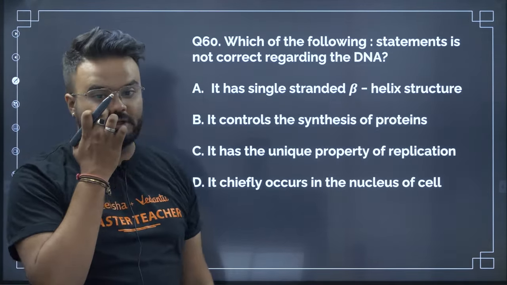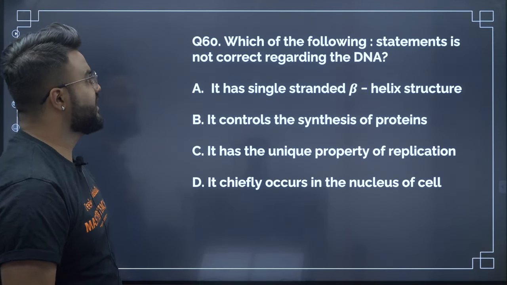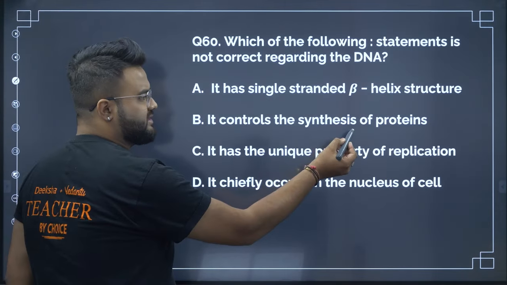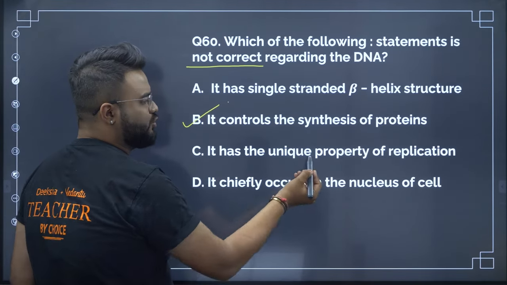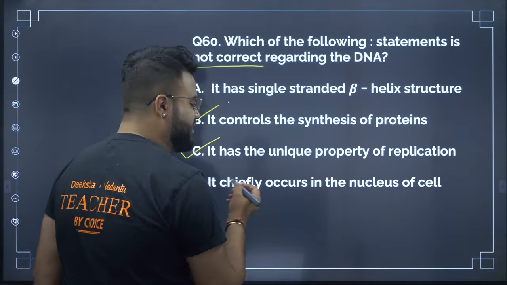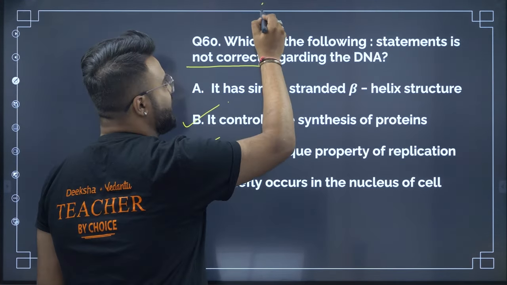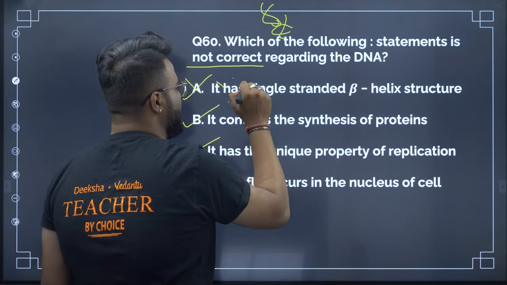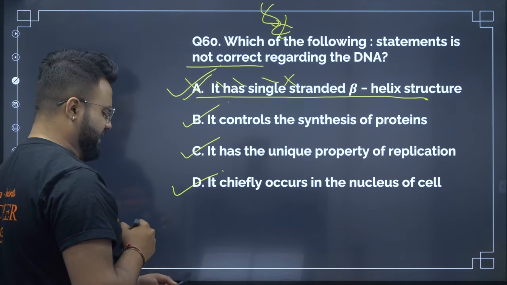Next, we have come to the last question, which is: which of the following statements is not correct regarding DNA? It controls the synthesis of protein. Yes, this is correct. We have to find out the not correct one. It has the unique property of replication, as DNA replication is there. It chiefly occurs in the nucleus of the cell. Yes, it occurs in the nucleus of the cell. It is single stranded? No, it is double stranded. Therefore, this is your wrong statement. Then your correct answer will be option A, guys.